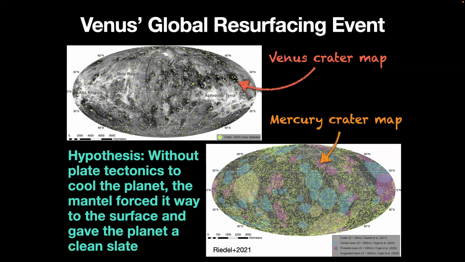So this is a theory, it's a hypothesis, like a lot of things to do with Venus. We don't have a lot of data from the planet's surface, but it is one way of explaining why the surface of Venus looks the way it does.